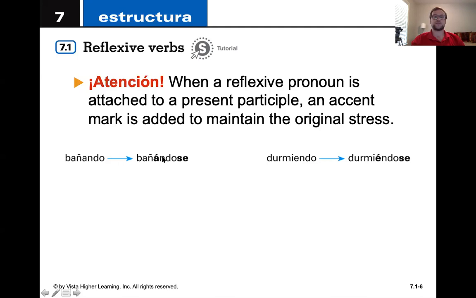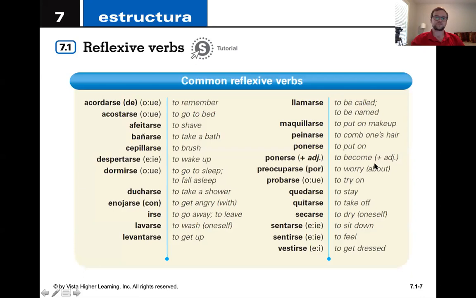Okay, bañándose. Bañando. Second to last without the pronoun there, but with the pronoun there, it makes it go to the third. So we need to make sure we're maintaining the original stress of the present participle. And that would be called an esdrújula. Esdrújula, when you have it on the third to last syllable.